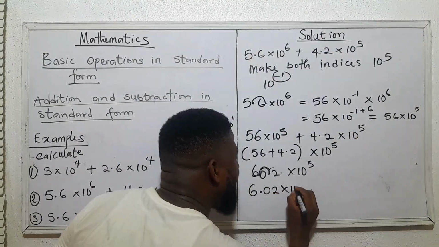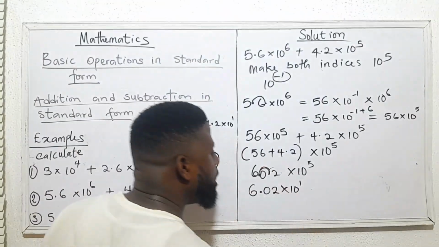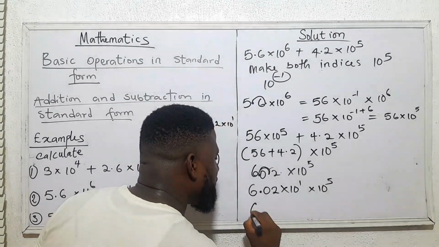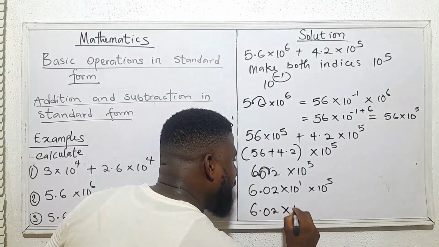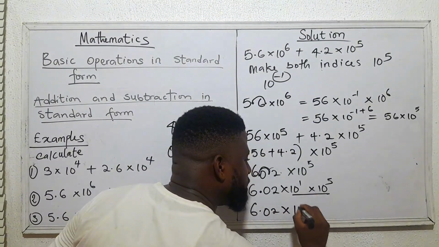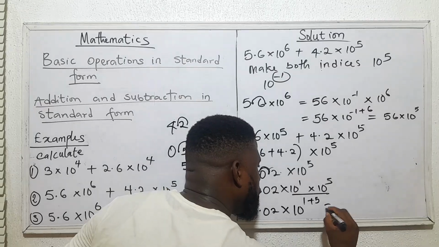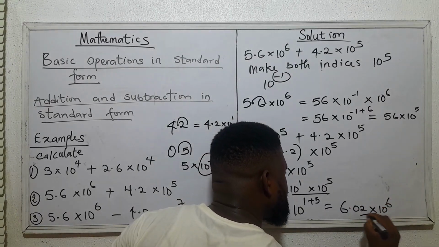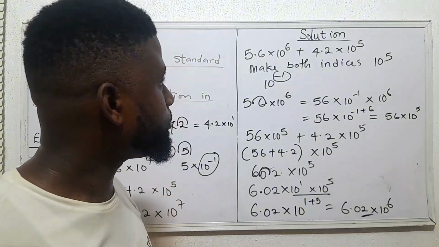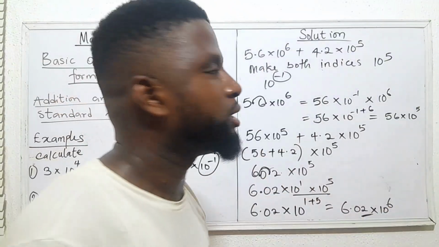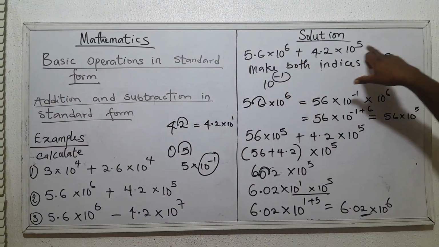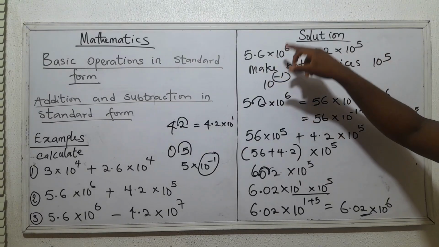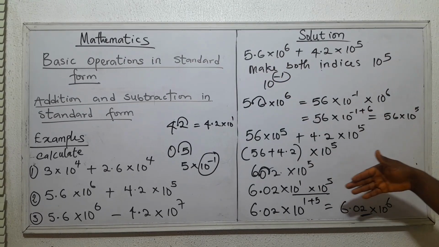6.02 times 10. Since it moves backward, it's positive, times 10 raised to the power 1, then times 10 raised to the power 5. This will now give me 6.02 times 10 raised to the power, according to law of indices, we have 1 plus 5, which is 6.02 times 10 raised to the power 6. Now, whichever one you did, whether you make the two indices 10 raised to the power 5 or you make the two indices 10 raised to the power 6, you still get your result.